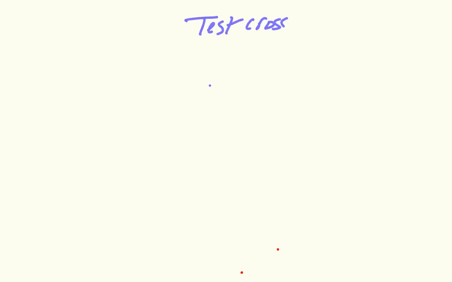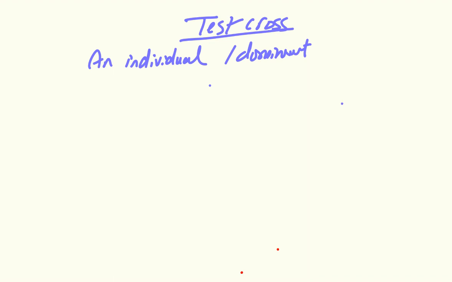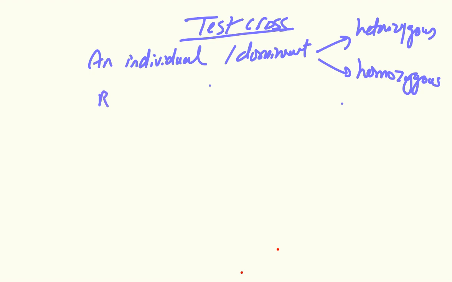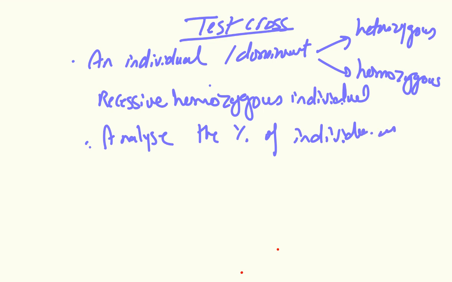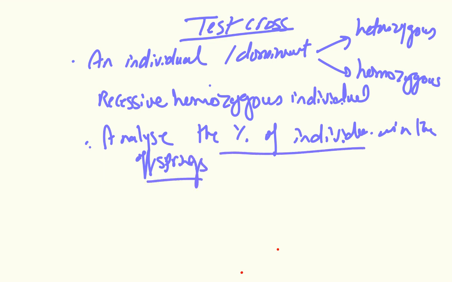What is a test cross? A test cross is when you make breeding or crossing between an individual carrying the dominant characteristic, but we don't know its zygosity. Is it heterozygous or homozygous? We are going to cross this individual with another one which is recessive homozygous. Of course, all recessive individuals are homozygous. And then we are going to analyze the proportion of individuals in the offspring. And based on this, you will predict if the individual carrying the dominant characteristic was heterozygous or homozygous.